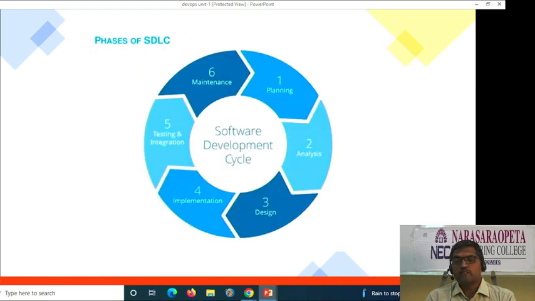So SDLC is the framework, and in this framework the work is divided into phases. Here in the SDLC, there are majorly six phases. One is the plan, second is analysis, third is the design, fourth is the implementation, fifth is the testing and integration, and sixth is the maintenance.